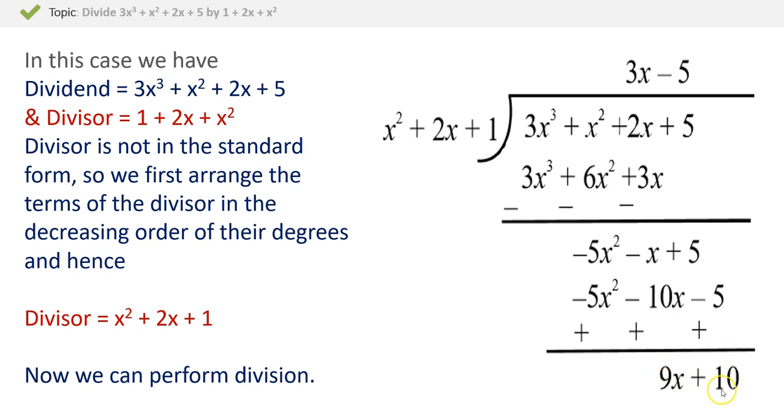Now at this point of time, I'm going to stop. Why? Because the degree of the leftover 9x plus 10 is less than the degree of your divisor, which is x squared plus 2x plus 1. Here the degree is 1, and here the degree is 2.